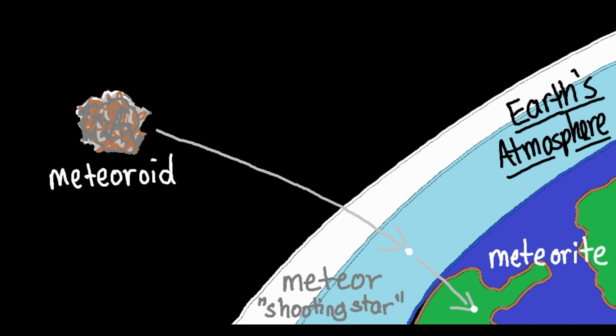And if they do make impact on Earth, we call those meteorites. A good way to think about that: think about little mites on the ground. Okay, they're meteorites.